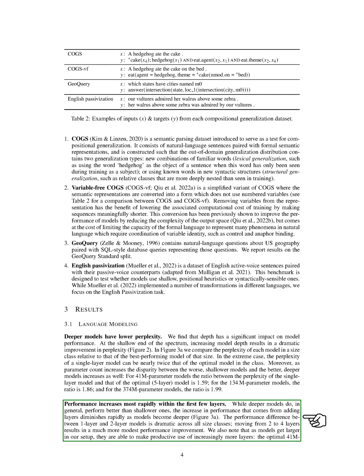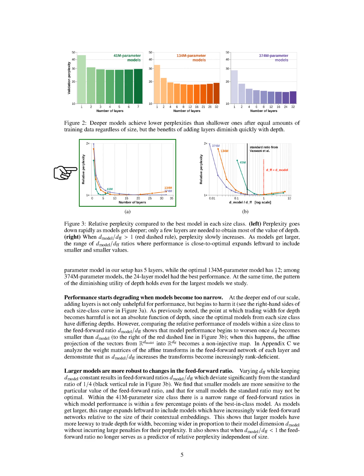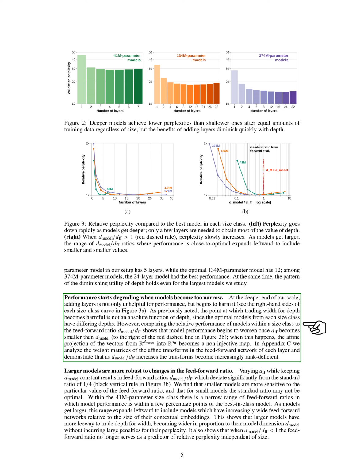The performance difference between one-layer and two-layer models is dramatic across all size classes. Moving from 2 to 4 layers results in a much more modest performance improvement. We also note that as models get larger, they are able to make productive use of increasingly more layers. However, at the deeper end of our scale, adding layers is not only unhelpful for performance, but begins to harm it. The point at which trading width for depth becomes harmful is not an absolute function of depth, since the optimal models from each size class have differing depths.